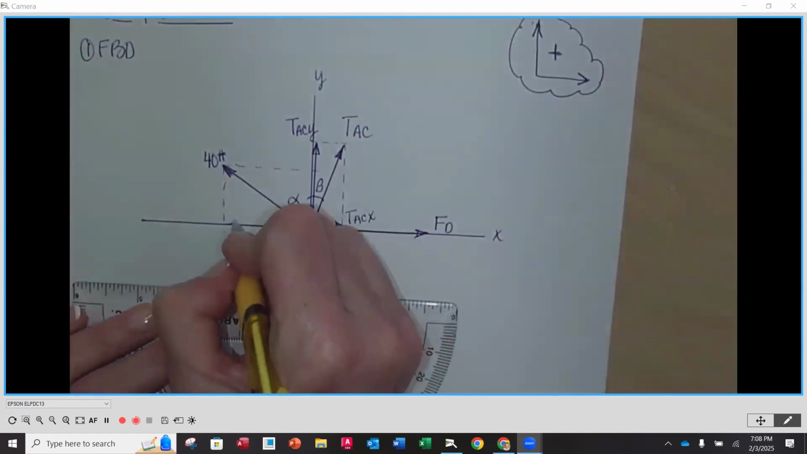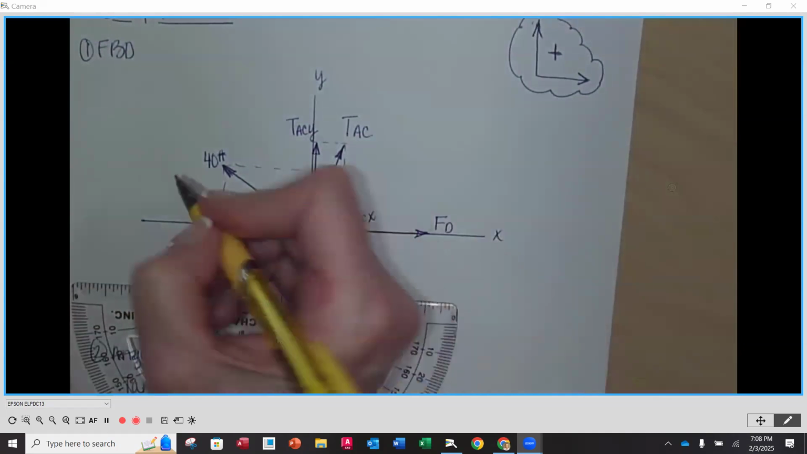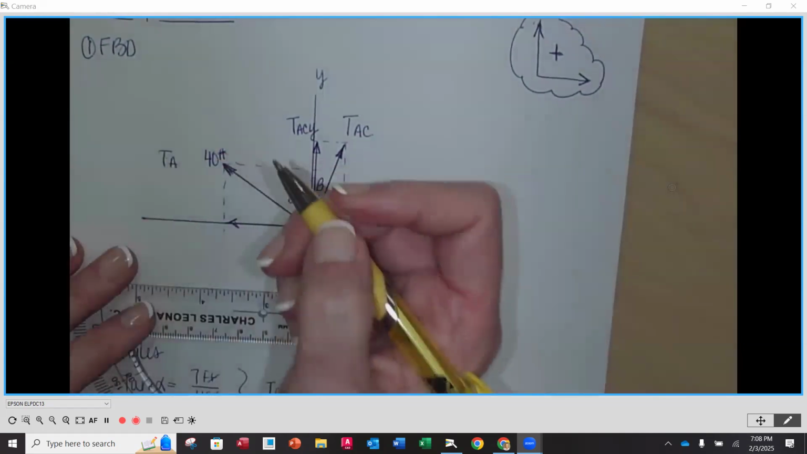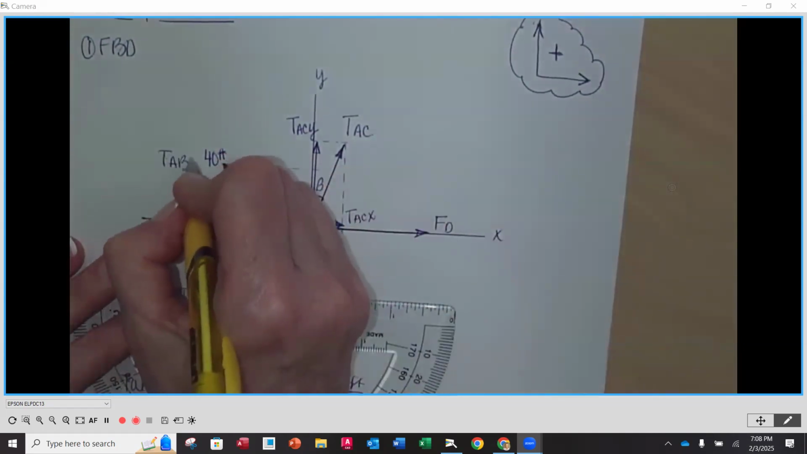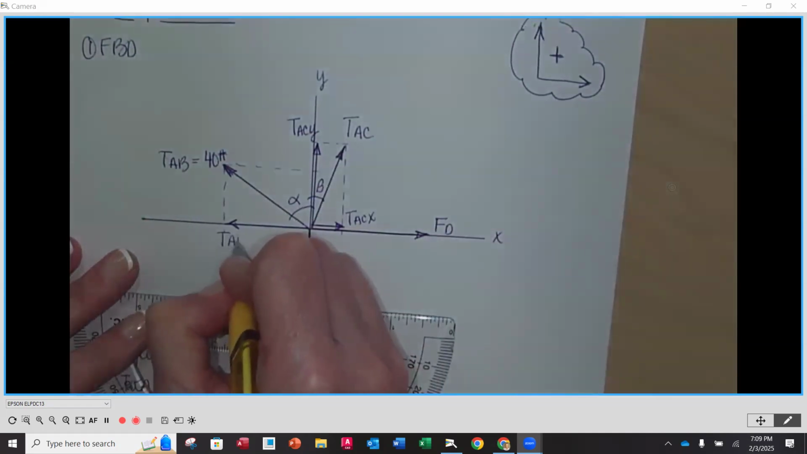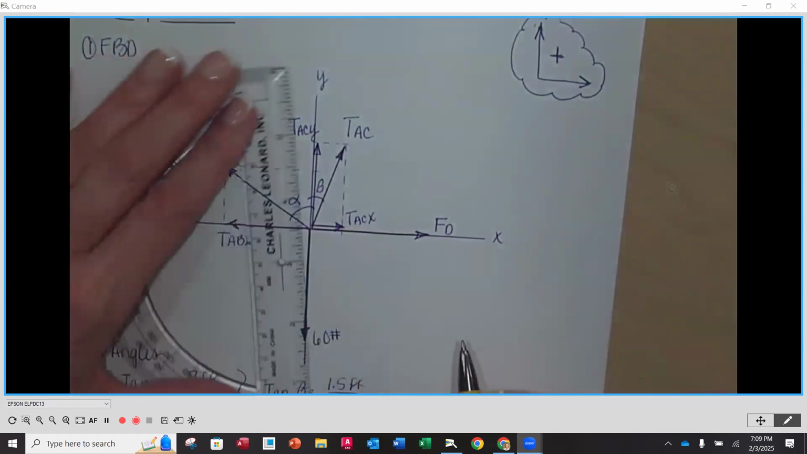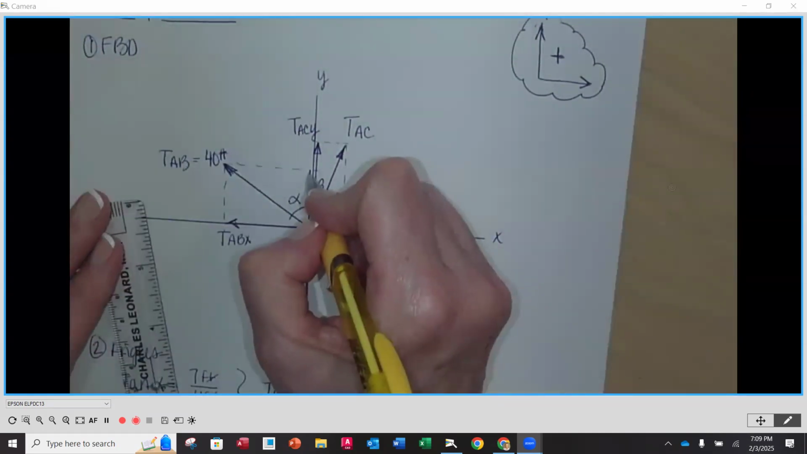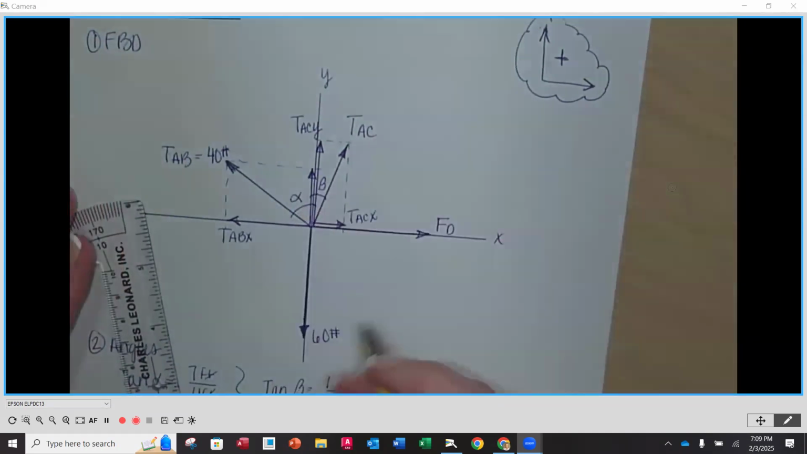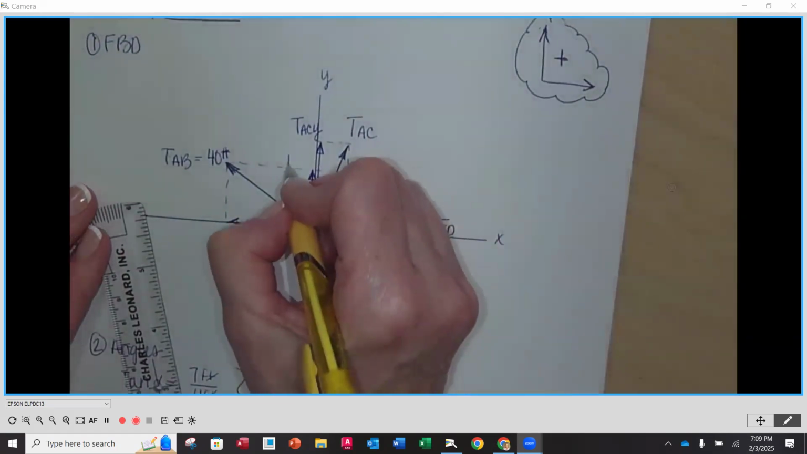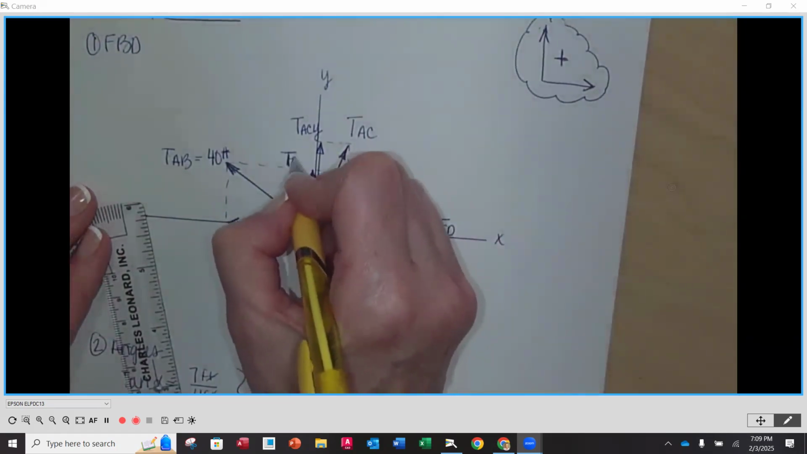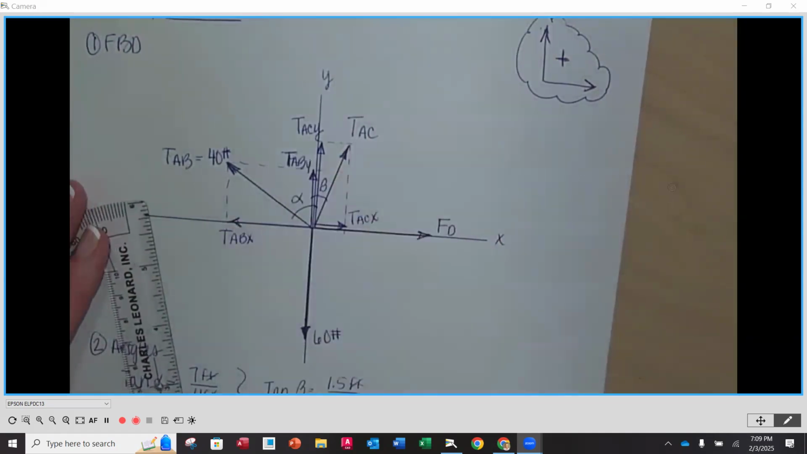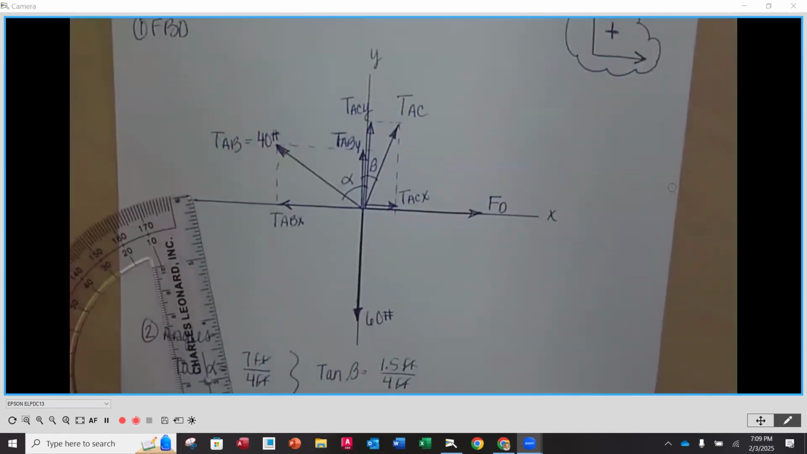And then, so that was that B, right? So this will be TABX. Make sure you call the X and Y components of that 40-pound force something. I'm going to call it TABX and Y because it goes from A to B.